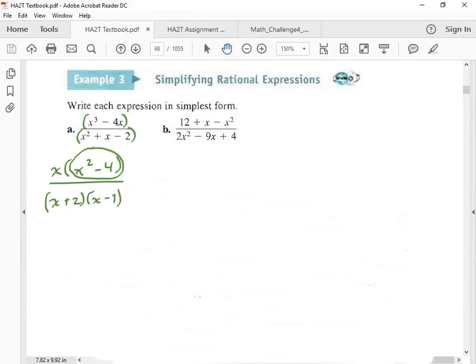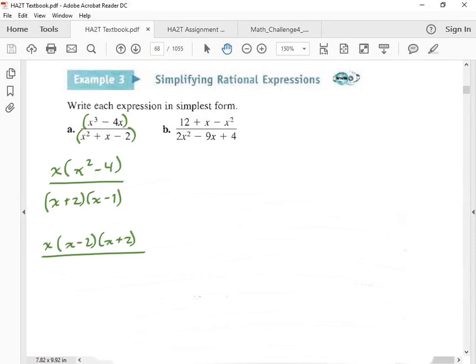Now this one right here is special. It's called a difference of squares. You see this minus sign? That means difference. You see both of these terms? Those are perfect squares, so we call this a difference of squares. When we factor this, we can factor it as (x - 2)(x + 2). Why? Ooh, why is a good question. Here, let me show you.